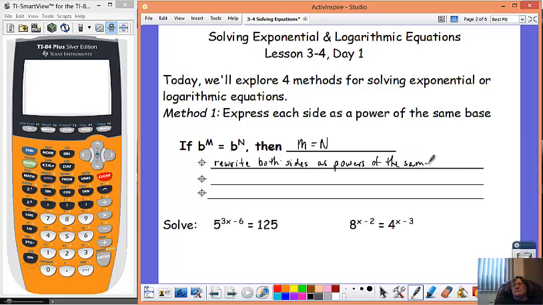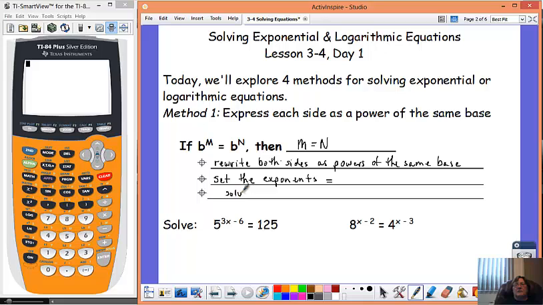Well, that doesn't sound too bad. We're going to see a couple of example problems in a moment. If you look down at this one, that 125 can be expressed as a power of 5. So that's going to be our first step in solving that one. Next, it would be set the exponents equal to each other. So once you have them both powers of the same base, set the exponents equal to each other and then solve for the variable.